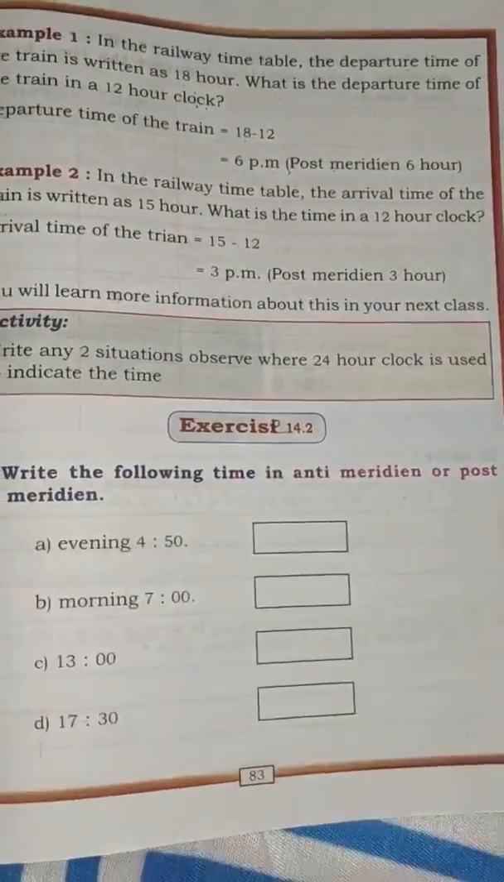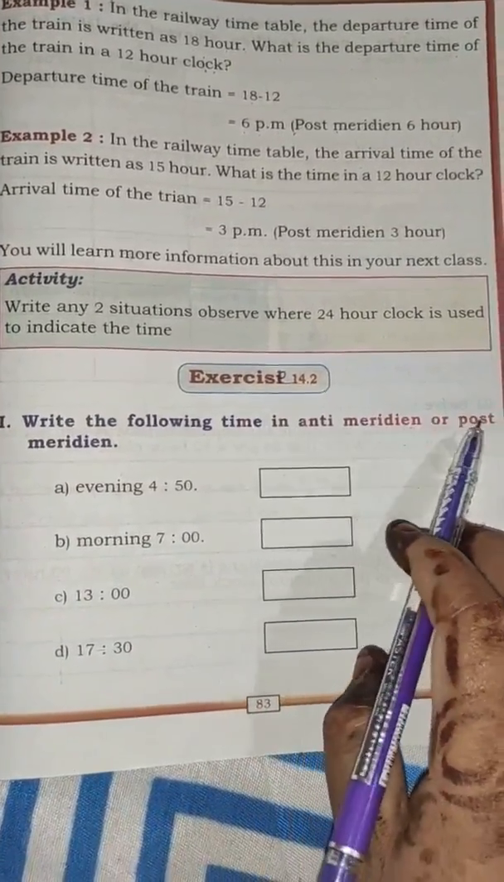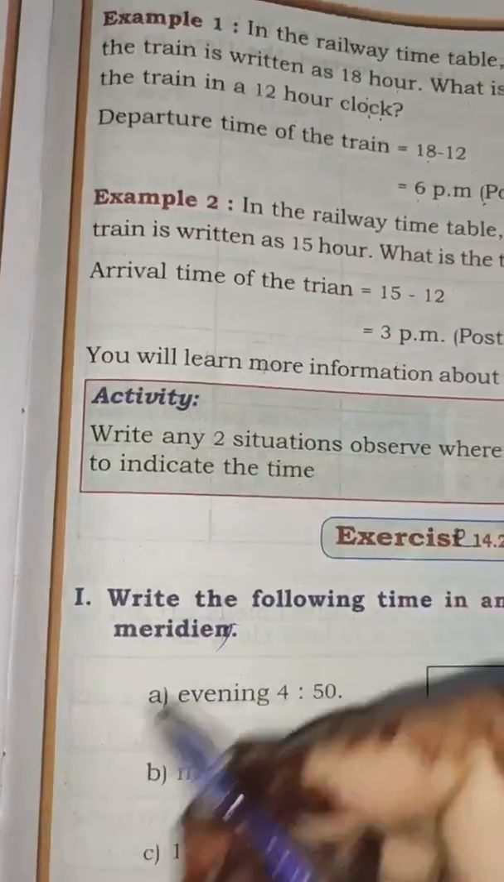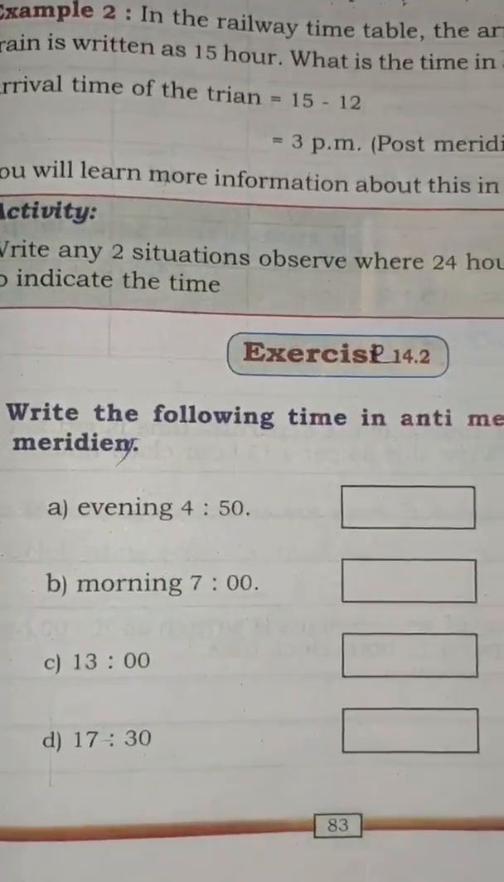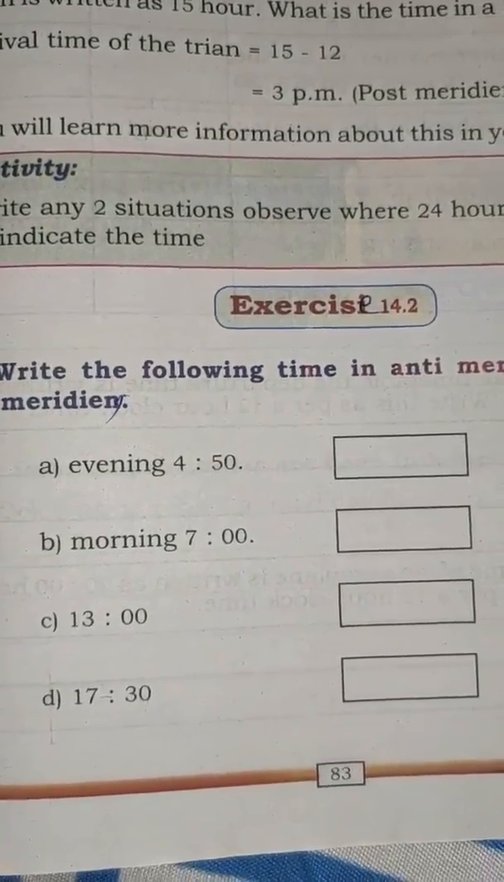Exercise 14.2. Write the following time in anti-meridian or post meridian. Evening 4:50. Evening. Yes, children, evening.